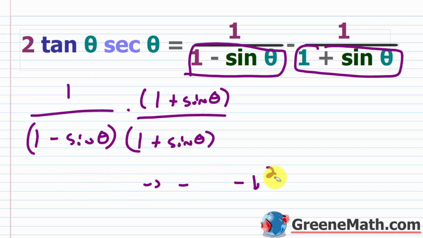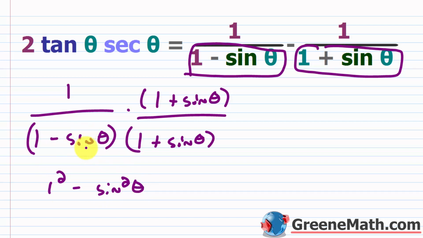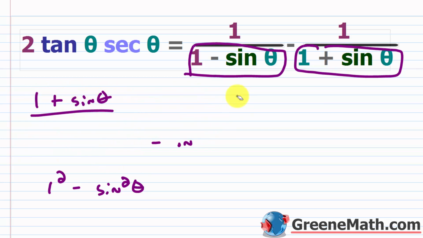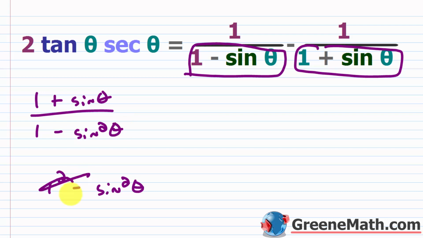Okay, in this case, it's going to be no different. This is going to end up being 1, the first guy squared, then minus, you have sine squared theta, this second guy squared, okay? So up here, this would just be 1 plus sine of theta, okay? You can get rid of this, and then down here, this is going to be 1 squared, minus the sine squared theta. Okay, so that's going to be this part right here.